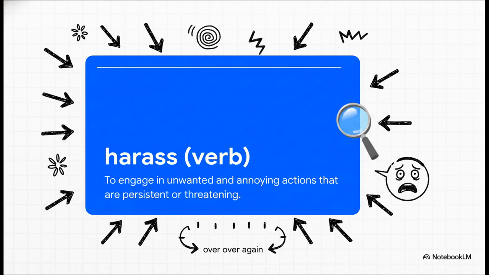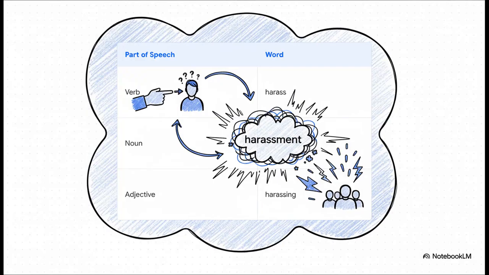So the verb harass, it means to bother someone again and again in a way that's really unwanted or even threatening. The 2 big ideas to remember here are unwanted and persistent. It's not something that just happens once. And here's where it gets cool. Check out the word's family.